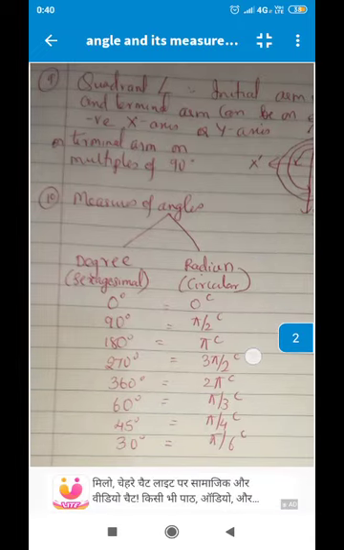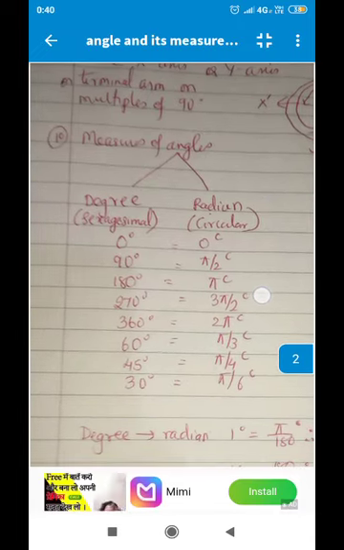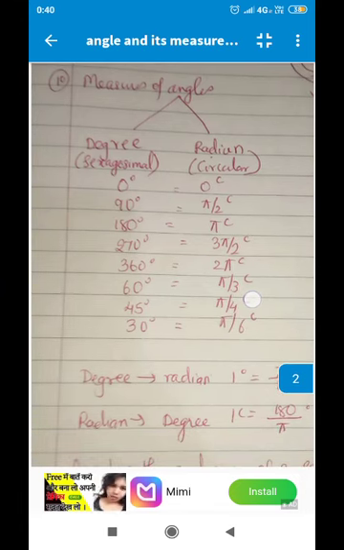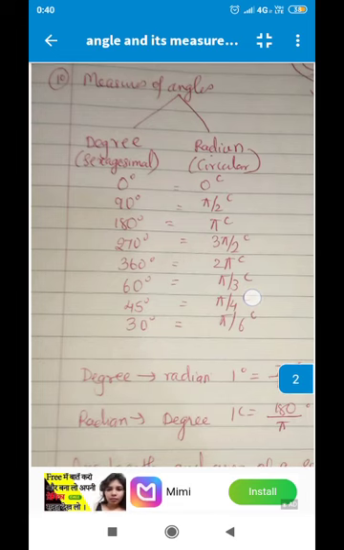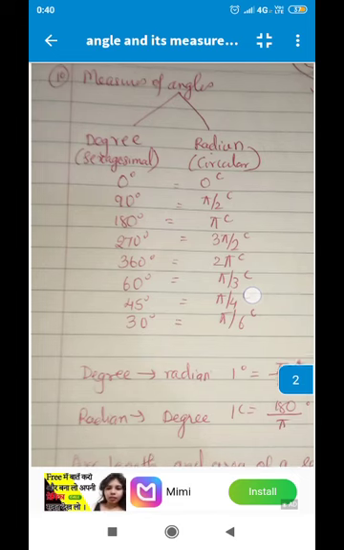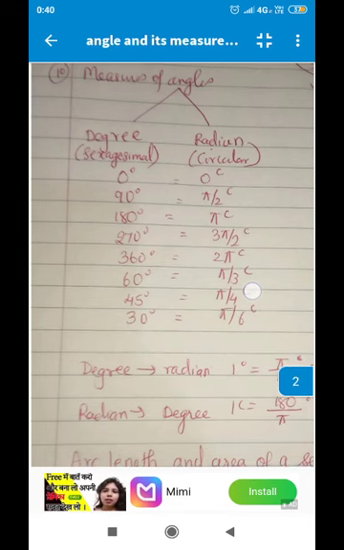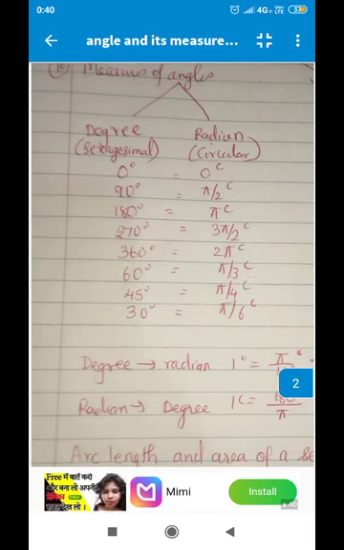Now angles are measured in two forms or two units. One unit we already know, which has already been used in earlier classes, that is degree. The new form of measuring angles is radian. If the angle is measured in degrees, it is called sexagesimal, whereas if it is measured in circular form, it is called radian. So here 0 degree equals 0 radian. Then we directly move to 180 degrees implies pi radian.